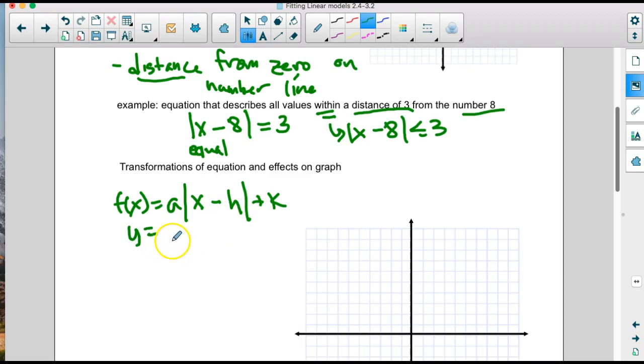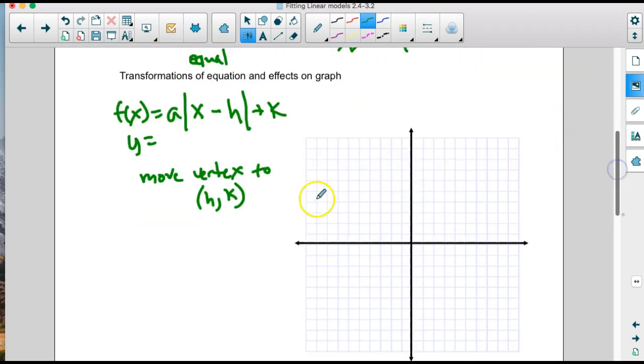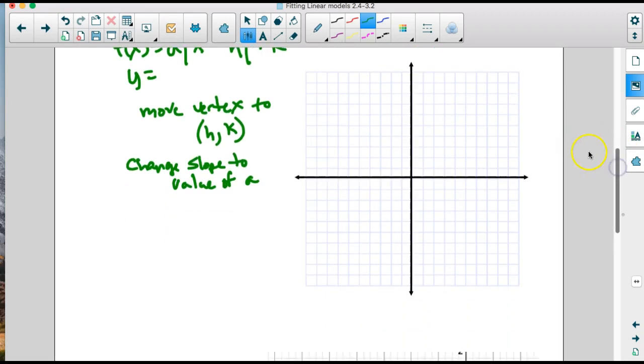They're going to move the graph, so we're going to move the vertex to (h, k), whatever h and k are up here, and we're going to change the slope to the value of a. So instead of 1, that's going to be our slope.